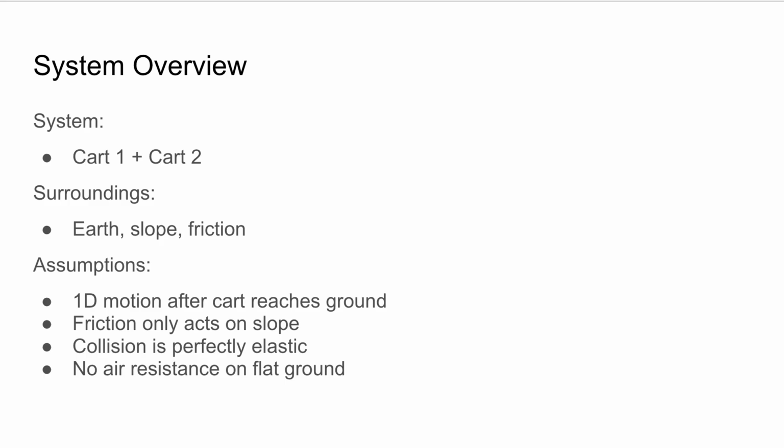The system consists of two carts. Cart 2 begins at rest on the slope and cart 1 waits on the flat ground. Friction only acts while cart 2 is on the ramp. After it reaches the bottom, the motion becomes 1D. The collision is modeled as perfectly elastic.